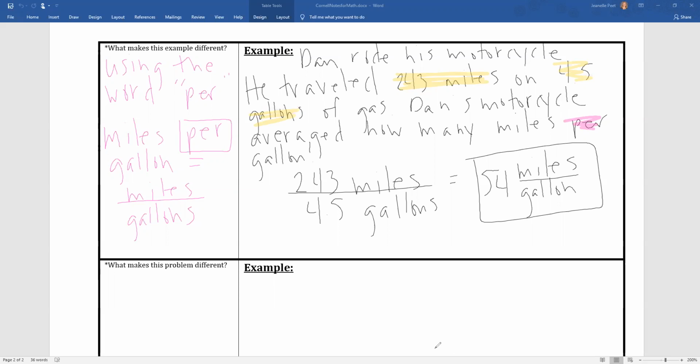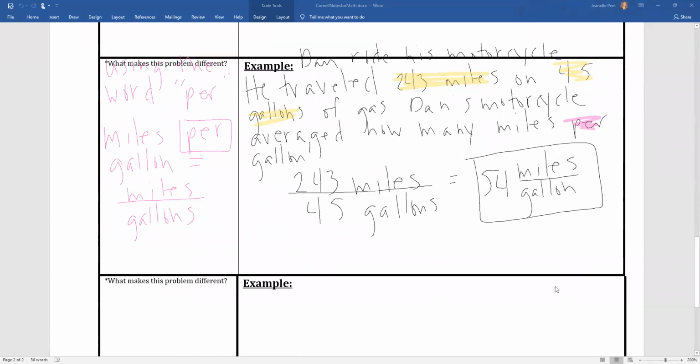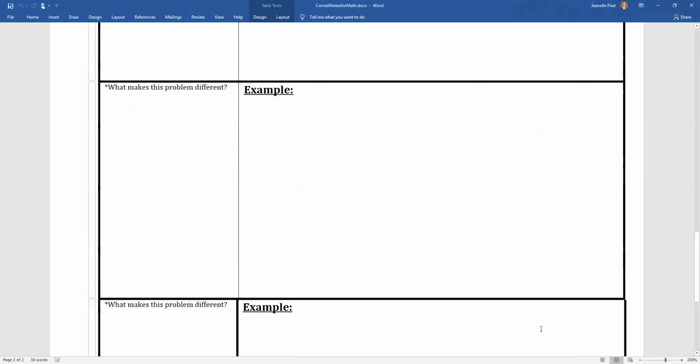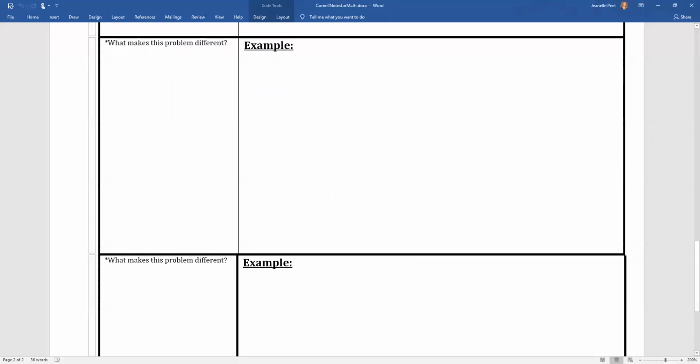Next example. Oh, I always forget to do that.